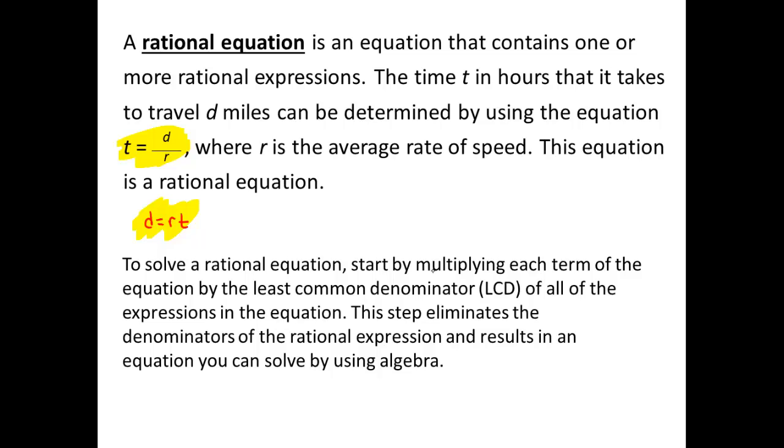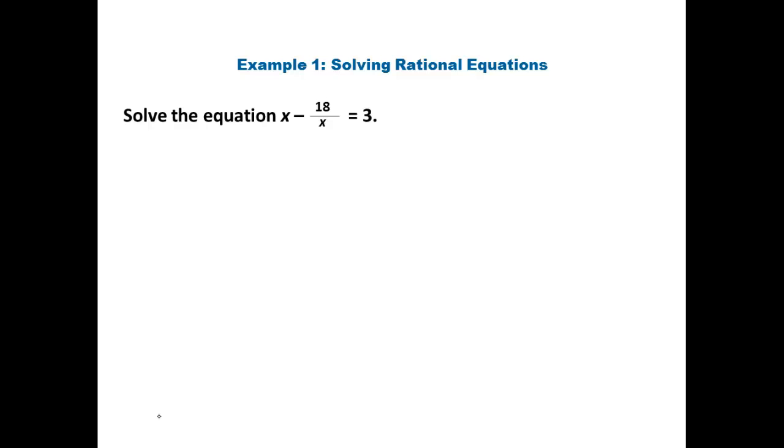Okay, to solve a rational equation, start by multiplying each term of the equation by the least common denominator. So this is our first step. That step should eliminate the denominators and allow us to solve the equation. Okay, so here's our first example. What we need to do is find the LCD, which x is the only denominator, so x it is.